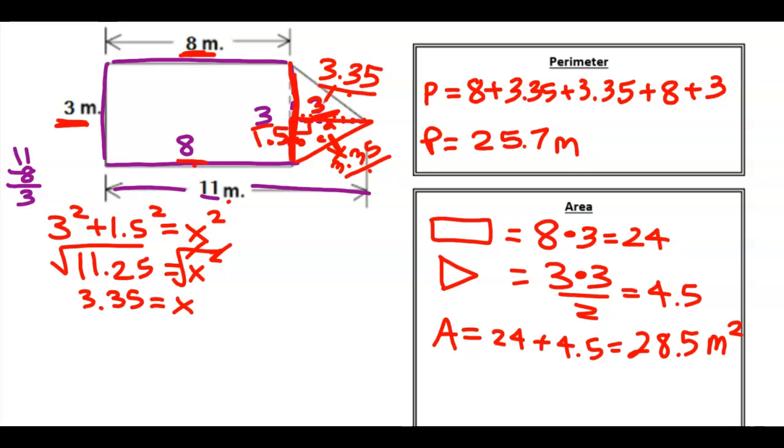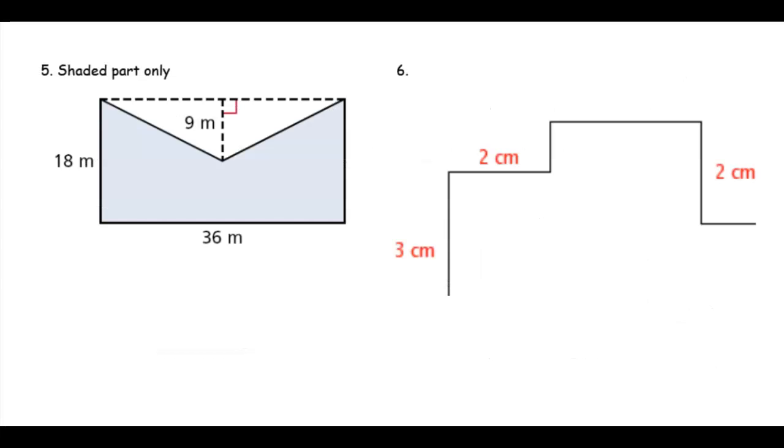All right, let's knock this out. By the way, on your assignment, number 5 is supposed to be shaded. It says shaded part only, and it's printed out not shaded. So shade that in on number 5, okay? All right.